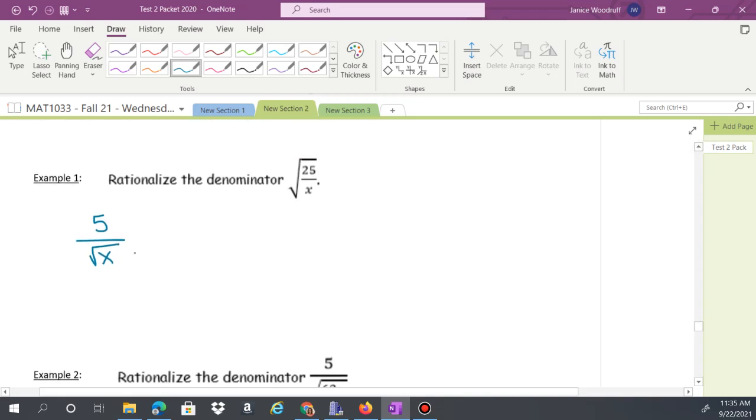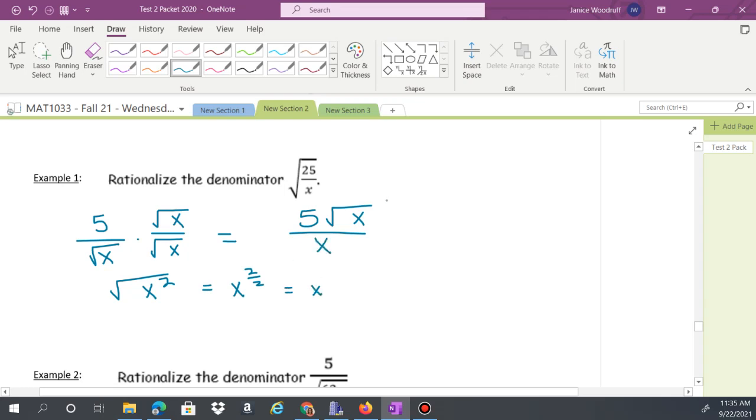Okay, then we multiply both the top and the bottom by the square root of the denominator. So square root of x, square root of x. So the top just becomes 5 times the square root of x. Square root of x times the square root of x is the square root of x squared, which is x to the 2 over 2, which is just x. So we get over x. And then I can't simplify those x's because one's under a radical and one's not. That's it.